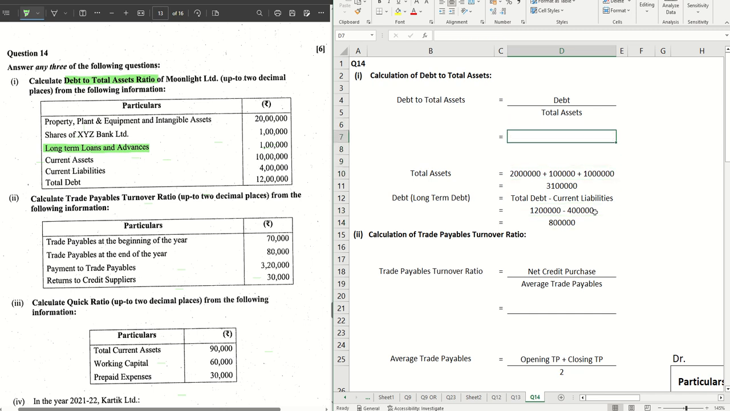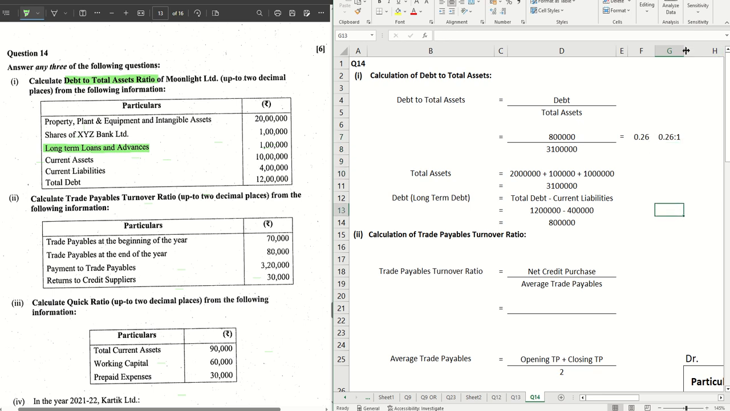Now we just plot them in our formula, total assets and debt. So debt is in the numerator, 8 lakh goes up here and 31 lakhs comes in the denominator. Let's solve it. We get 0.26. That's our debt to total assets ratio, so that's 0.26 is to 1. If you want to write that in ratio format, then that becomes our ratio, which is 0.26 is to 1.